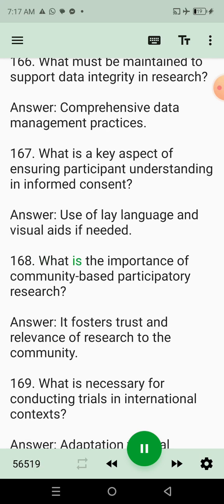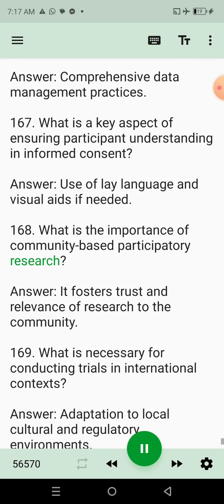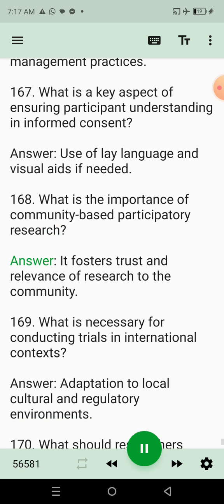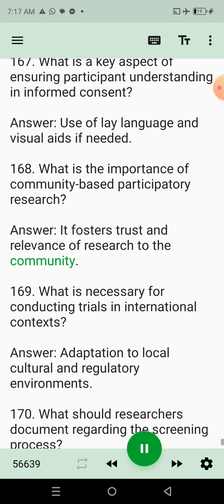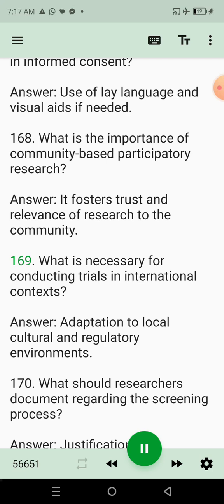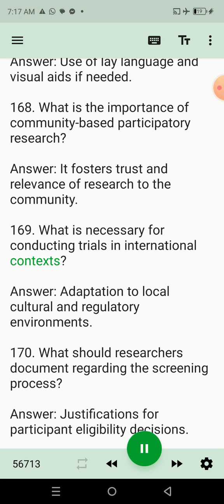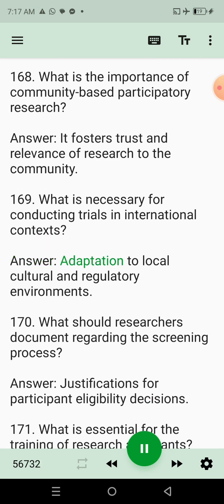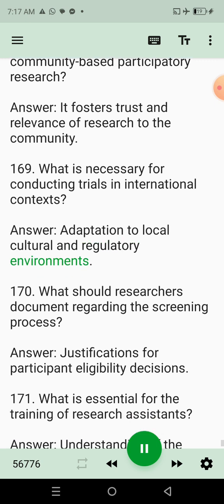168. What is the importance of community-based participatory research? Answer: it fosters trust and relevance of research to the community. 169. What is necessary for conducting trials in international contexts? Answer: adaptation to local cultural and regulatory environments.